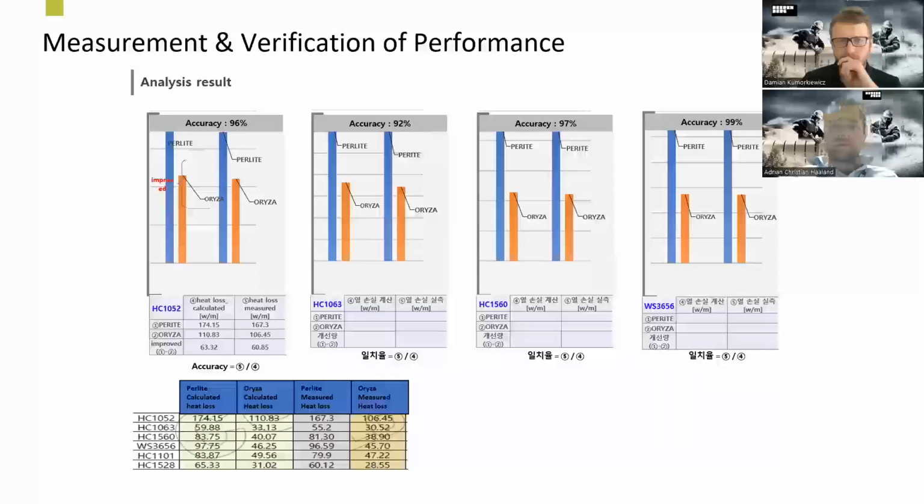It varied a little bit from line to line, but in general we saw accuracy between 92 and 99%. So as we like to say, it's better to be approximately correct than exactly wrong. Don't be afraid to do these calculations, because compared to the historic thicknesses and schemes, you will improve the economical performance of the plant quite significantly.